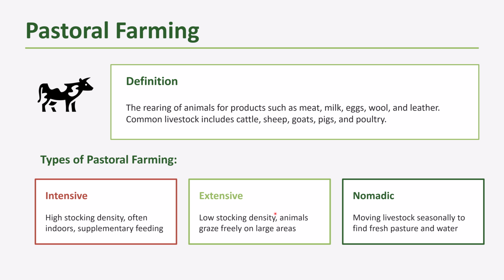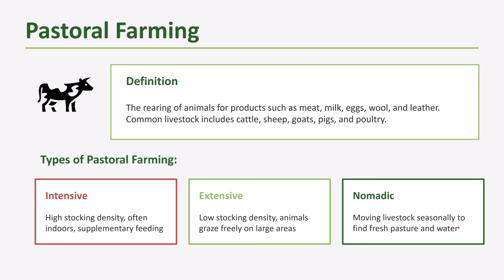Extensive pastoral farming is the opposite. It features a low stocking density where animals are allowed to graze freely over large open areas. This is typical in regions where land is plentiful but perhaps less fertile, requiring animals to roam further to find enough food.